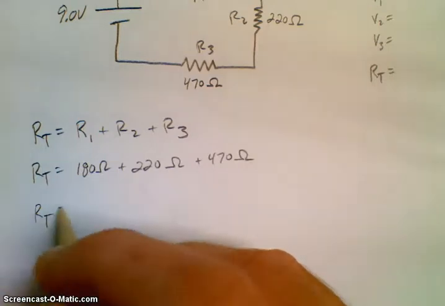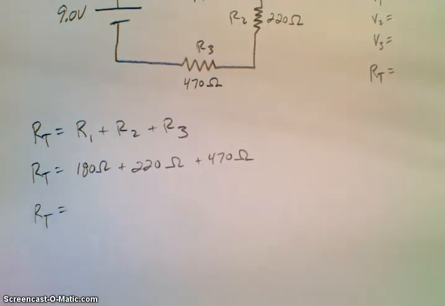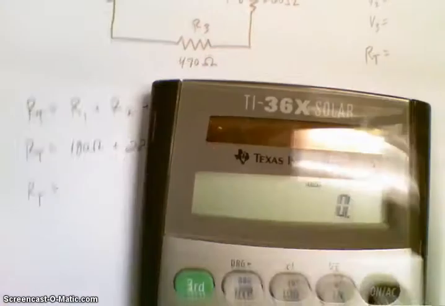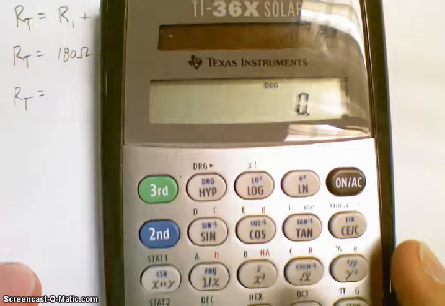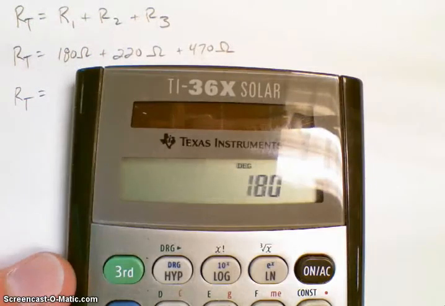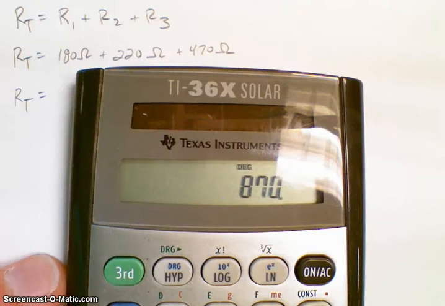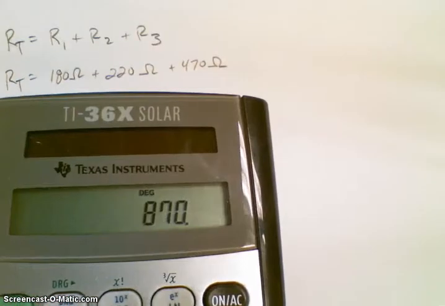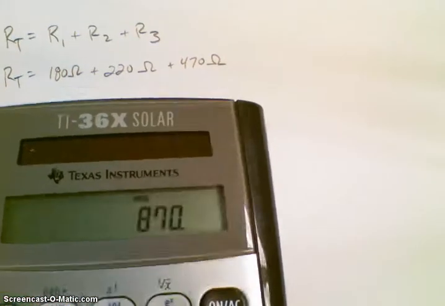So you should have your calculators out. You can calculate along. So again, all I'm doing is I'm just plugging it in. 180 plus 220 plus 470. Again, good to the tens digit. So I put 870.